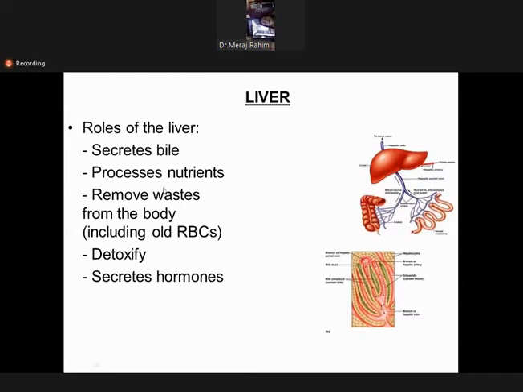Then the other function of the liver is that it also removes the waste which is not needed by the body. You know that the RBCs are broken down every 120 days and the bilirubin is liberated. Then it gets oxidized to biliverdin.